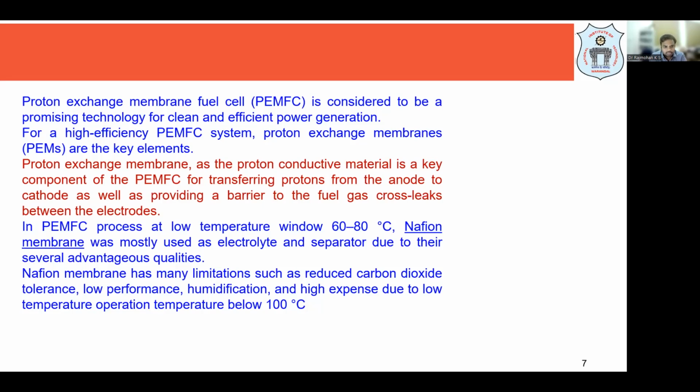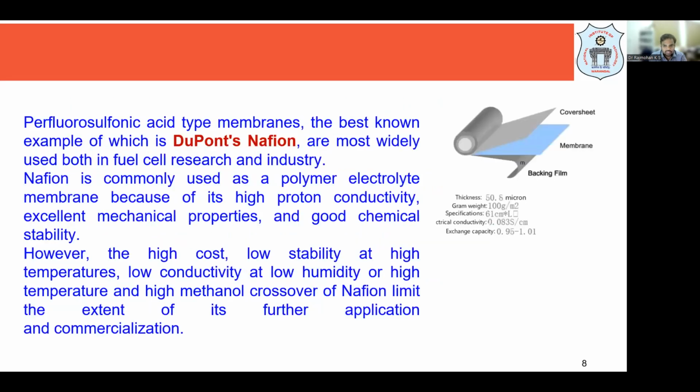Okay, in the PEM fuel cell process at low temperature windows, 60 to 80 degrees Celsius, Nafion membrane was mostly used as the electrolyte and separator due to its several advantages. Okay. However, there are some disadvantages associated with this Nafion membrane, such as reduced carbon dioxide tolerance, low performance, humidification, and high expense, due to the low operating temperature below 100 degrees Celsius, right? So we have seen in the previous lecture also what the advantages of high temperature fuel cells are.